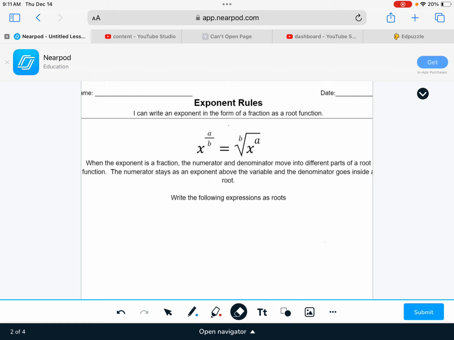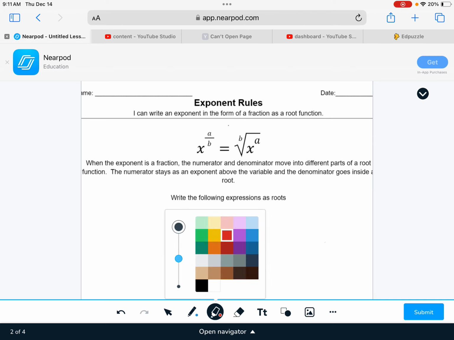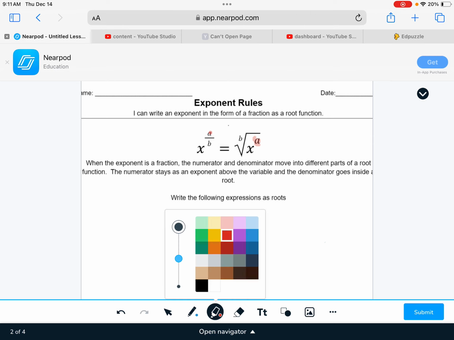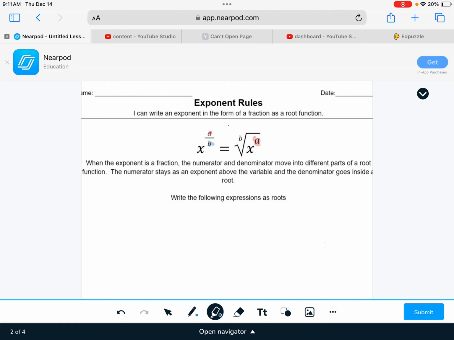And the same thing happens with these roots, okay? A is the numerator. It is trying to make x bigger, and so it stays above x, trying to make it bigger. B is the denominator. It's trying to make x smaller, and so it actually goes in a root in front of x in order to try to make it smaller.